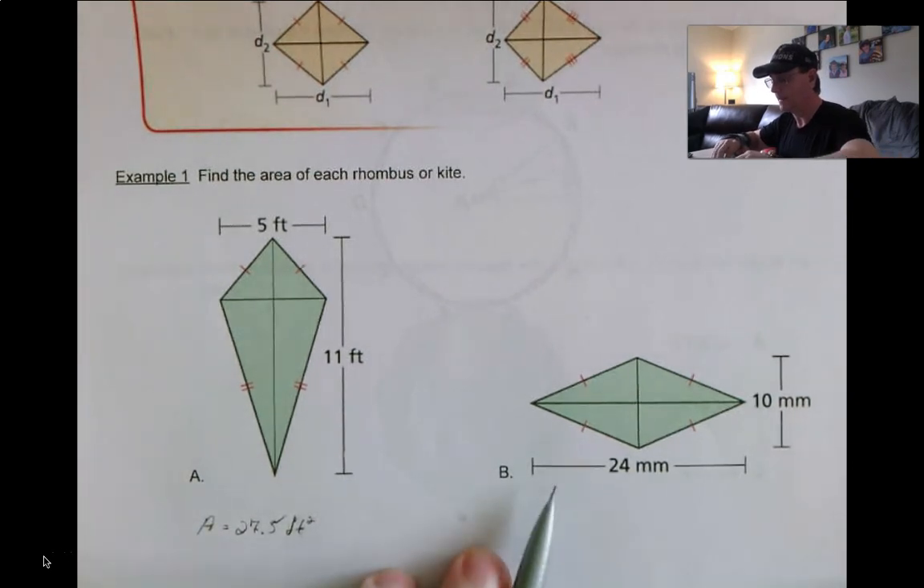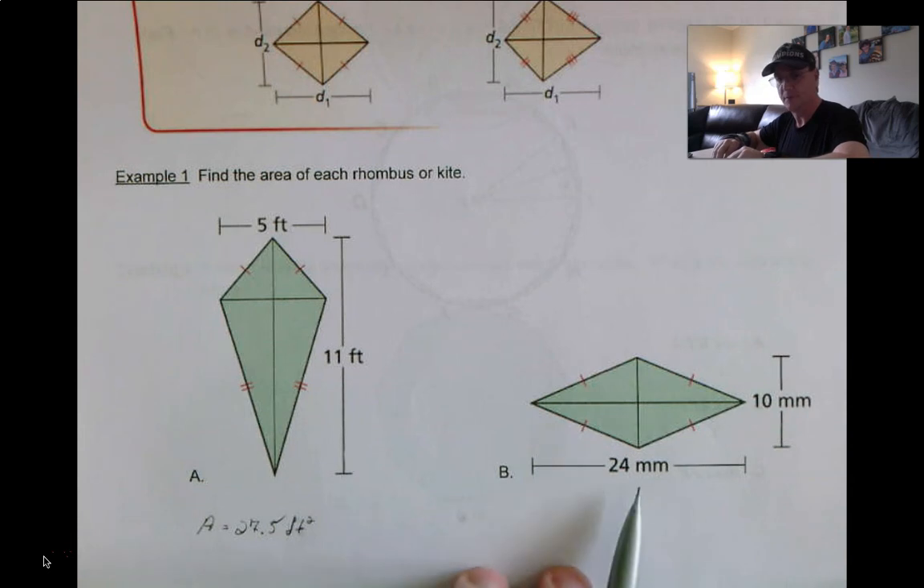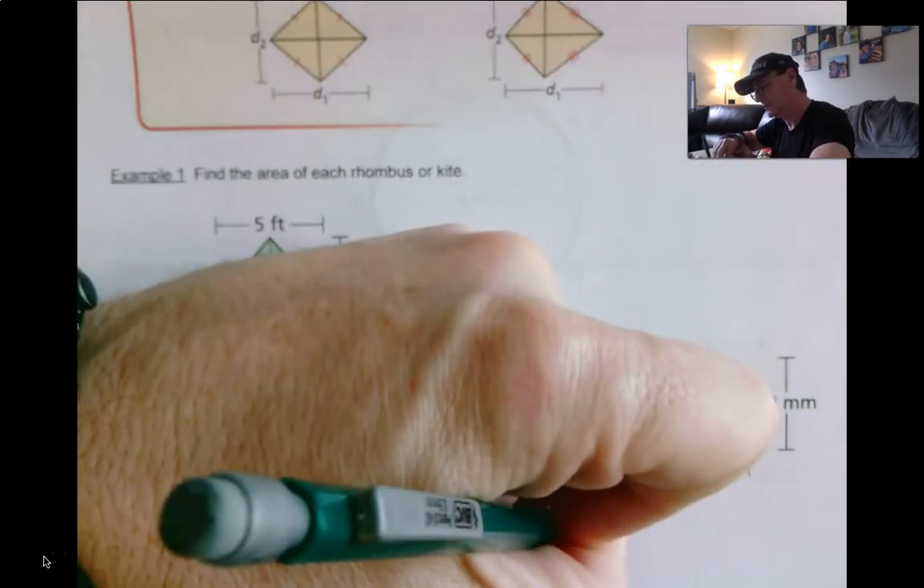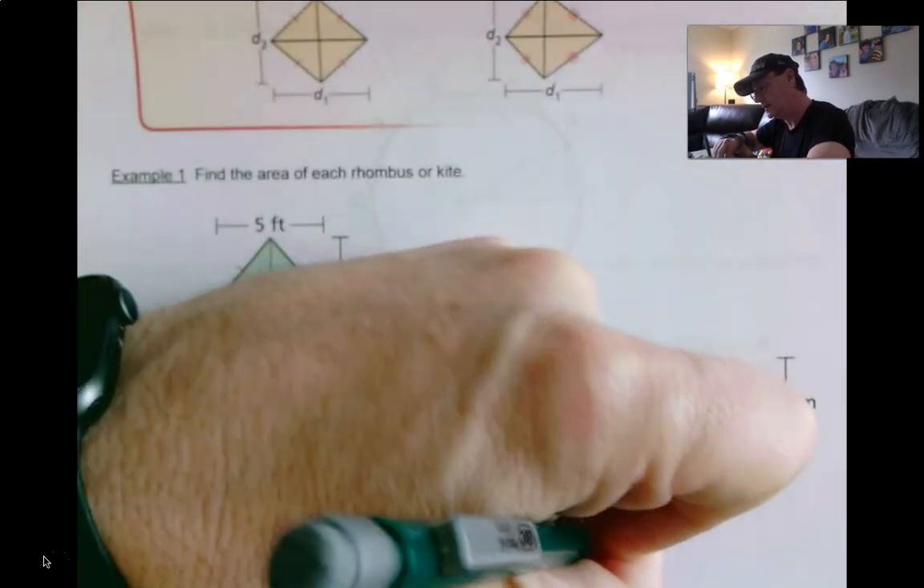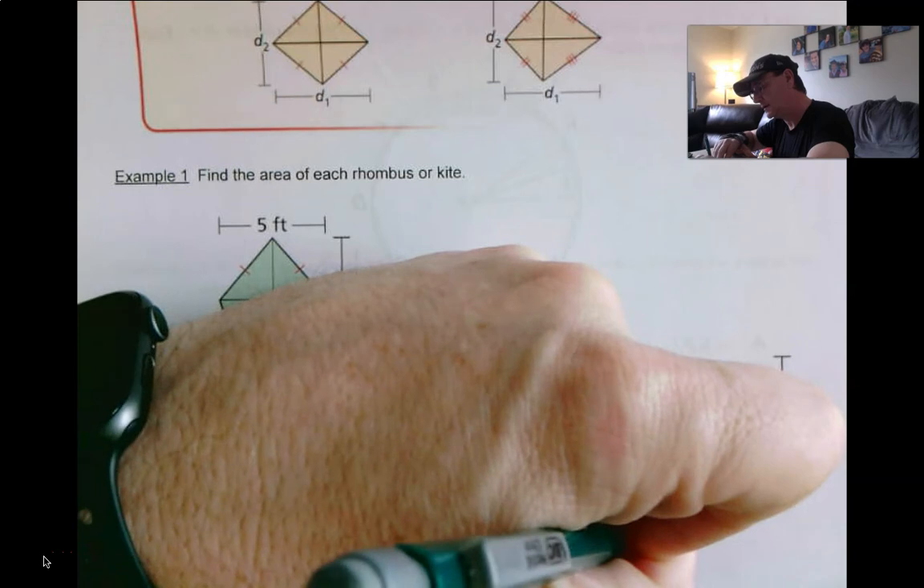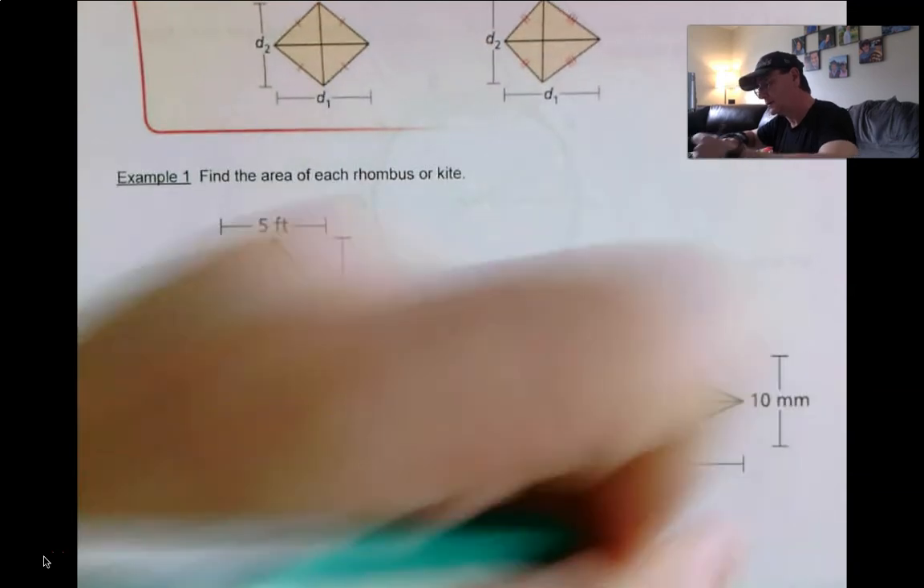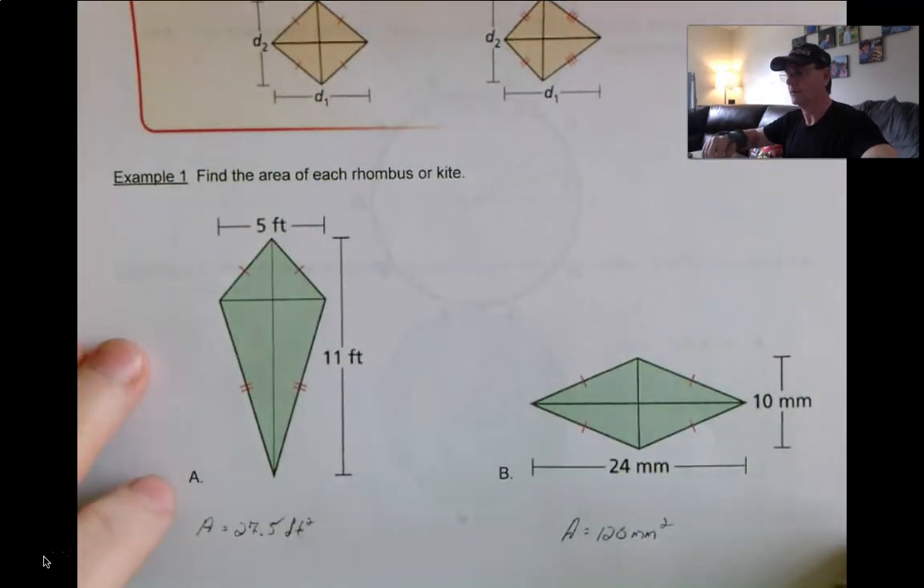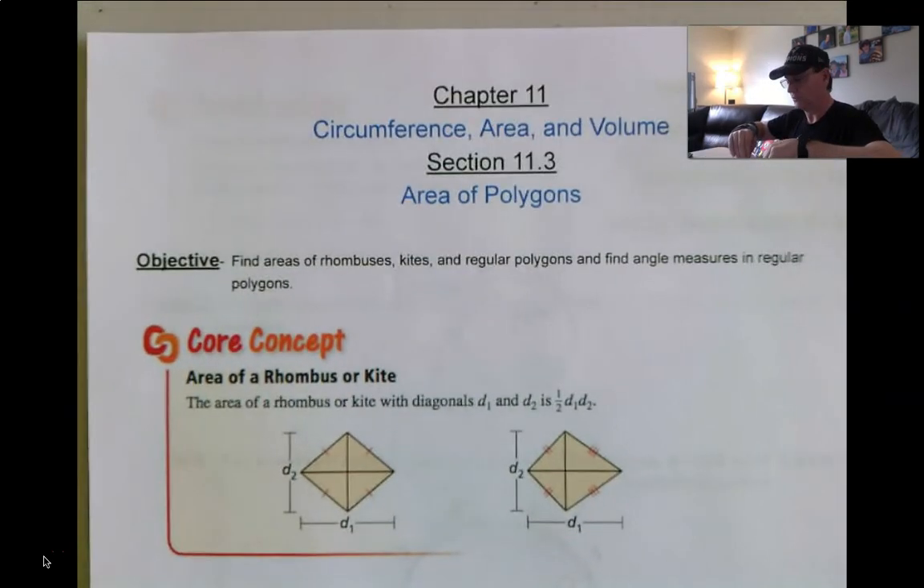Part B, diagonal 1 is 24, diagonal 2 is 10. Half 24 is 12. 12 times 10 is 120. 120 square millimeters or millimeters squared. Example 2.